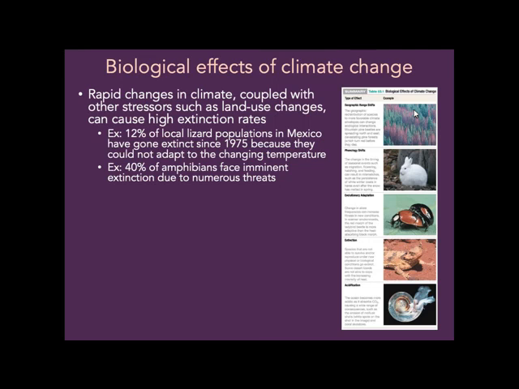We know that 40% of amphibians face imminent extinction due to numerous threats. They're very vulnerable to habitat destruction. Also, they're kind of dependent on the water, so any kind of human introduction of chemicals is likely to kill amphibians. Further, as temperature increases, the chytrids, the fungal group that tends to infect amphibians, do better, so the warmer the temperature, the more chytrids, the more infected amphibians.